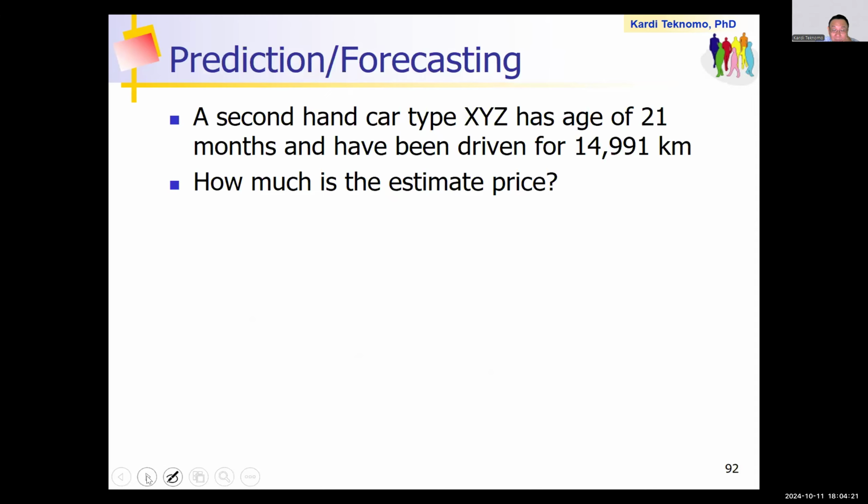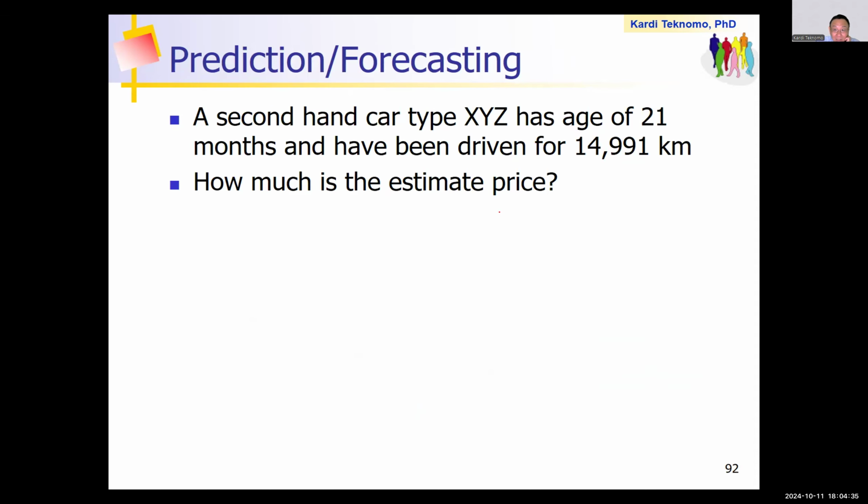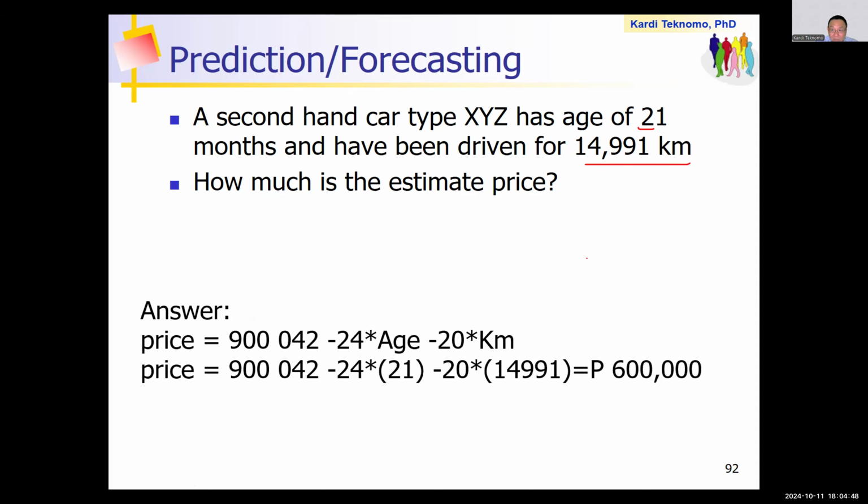Now you can start to predict outside the data. The estimate here is to get the error, meaning based on the data. Here is the prediction which is outside the data. So say if you have a certain age and a certain kilometer, how much is the price? Then you just put that value into age and kilometer, so you will get the estimate of the price.